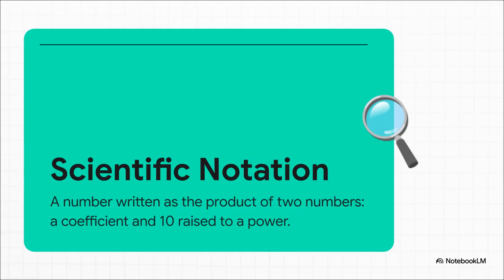And the idea behind it is actually pretty simple. You rewrite any number, no matter how big or small, as two parts. First, you have a number between 1 and 10, that's called the coefficient, and second, you multiply that by 10 raised to some power. So that massive number of hydrogen atoms we just saw, it becomes a nice, clean, simple 6.02 times 10 to the 23rd.